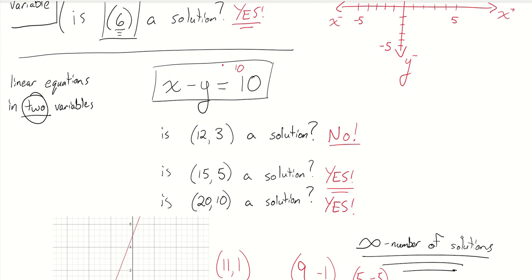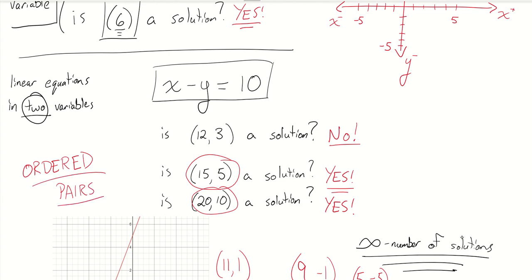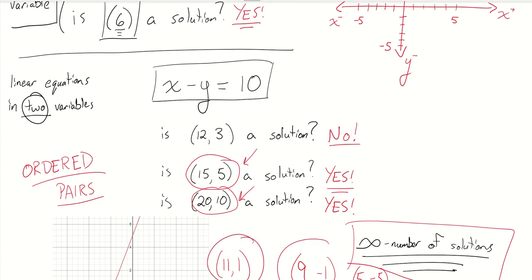So that's what solutions look like for linear equations in two variables. They're pairs of numbers, specifically ordered pairs. The x value comes first, the y value comes second. And really we can find an infinite amount of them, right? This was a solution, this was a solution, this is a solution, this is a solution, and we have an infinite number more.